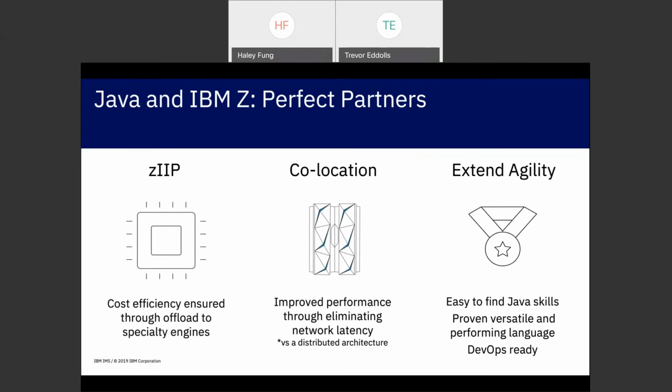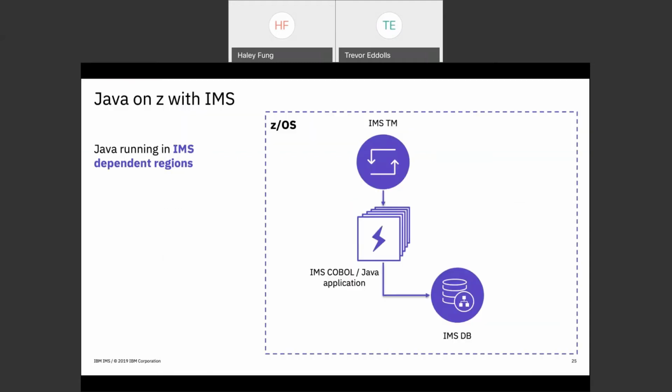So there are key values for running Java on System Z, right? One is co-location. If your data is on IBM Z, you will be much better off if your application is also running on IBM Z, so it just makes things easier. You don't have to worry about going over the network, or any failures during the transmission and stuff like that. So co-location is key. You can take advantage of our specialty engines to offload your Java workload, right? And it's also just easy to find skills to work on a Java application versus some other traditional IBM Z mainframe programming languages.